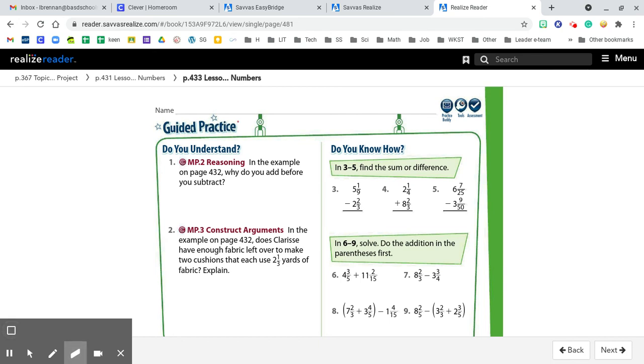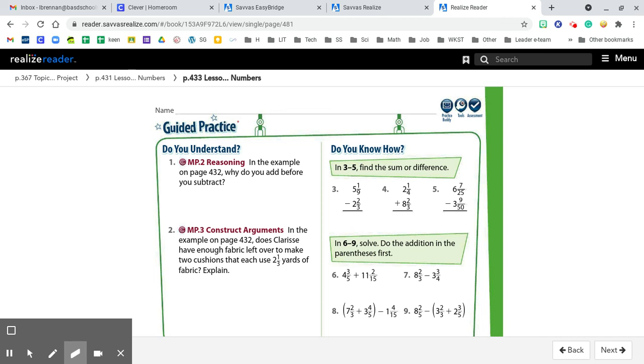Okay, in the example on page 432, why do you add before you subtract? Well, we add before we subtract because we want to find the total amount of fabric before you can subtract.